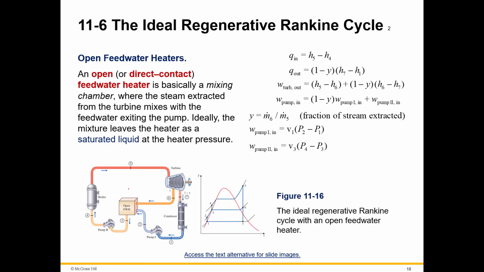And here it is, right here. Here's an open feed water heater, just like that. So you have mixture A and mixture B, and it's coming out AB. So an open or direct contact, that's because the fluids are mixing together directly. A feed water heater is basically a mixing chamber where the steam extracted from the turbine, so you see the steam right here, A is the steam, extracted from the turbine mixes with the feed water exiting the pump.